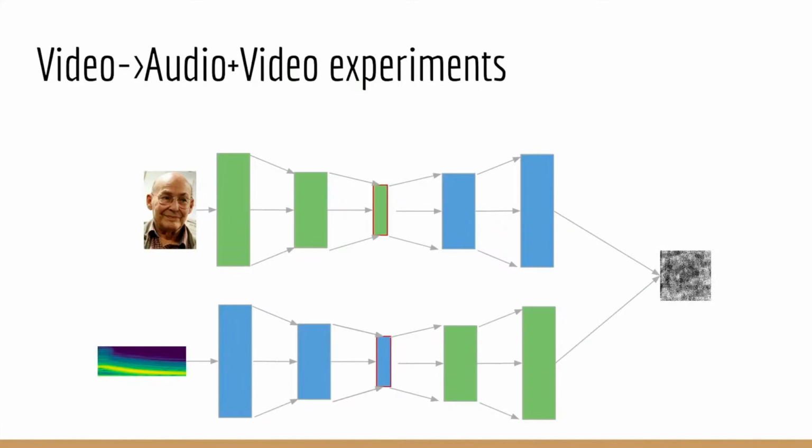We then take these trained networks and swap the decoders so that we're mapping from video to audio in one case and audio to video in another case. The original video is fed into these encoders, and then the decoded output is combined into a new film.